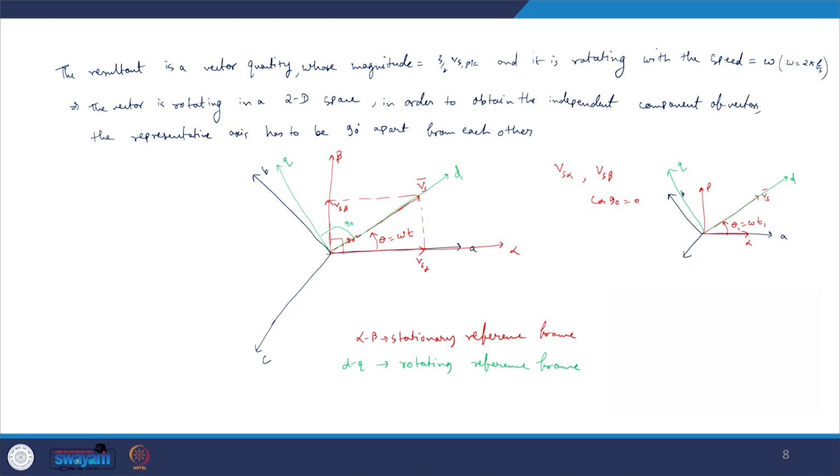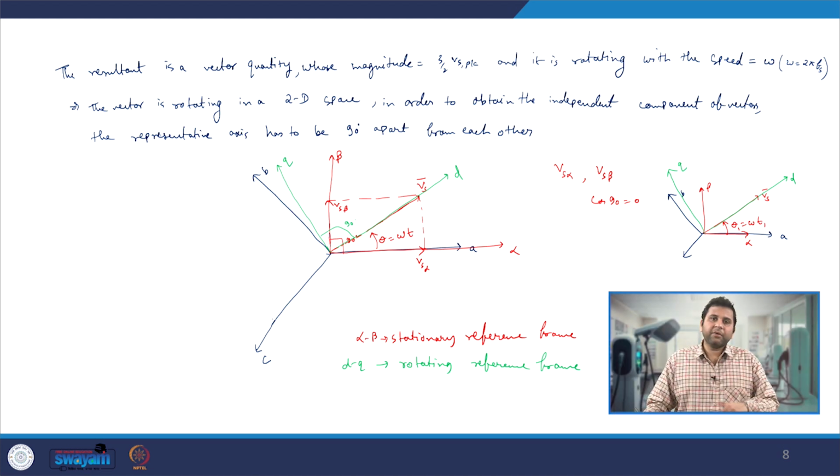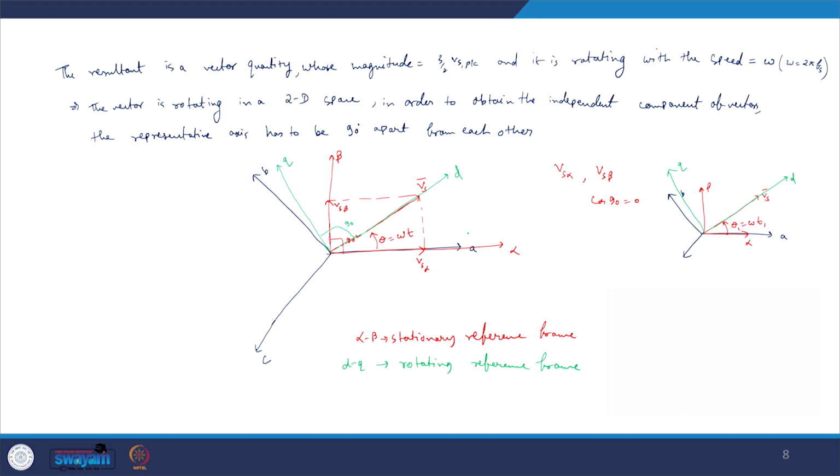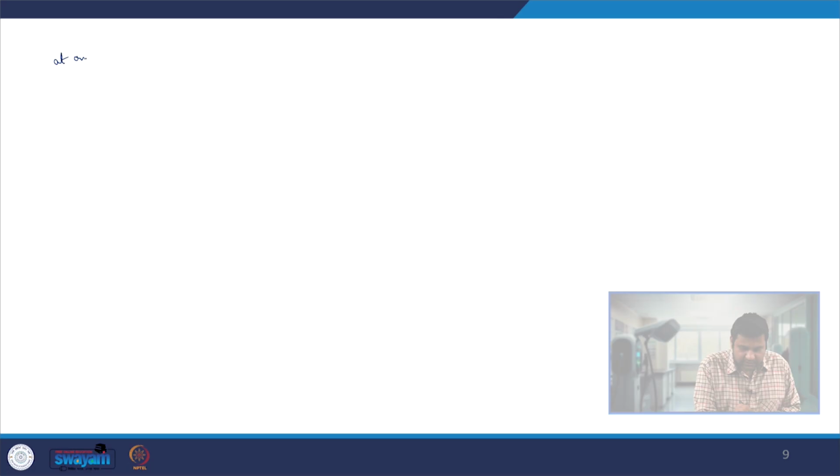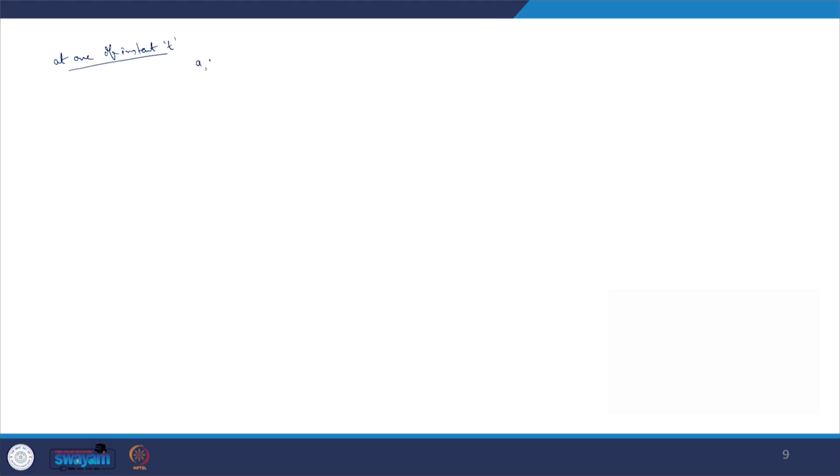Now if we have the VABC phase components, how can we define the V alpha, V beta components, and how can we define the VD and VQ components? If we look very carefully, if we define this Vs phasor, let us say we have the quantities VA, VB, VC at one instant, let us say T, my sample quantity is ABC. The quantity could be either voltage or current. So these are the sample quantities.